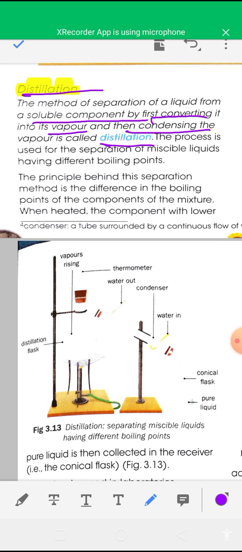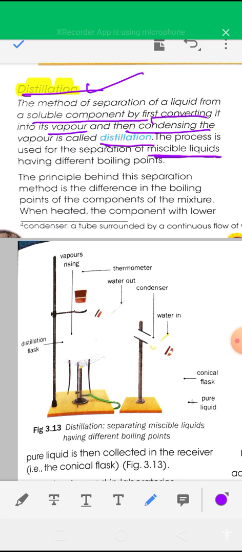The method of separation of a liquid from a soluble component by first converting the liquid into its vapor and then condensing the vapor into its liquid state is known as distillation. This method is used for the separation of miscible liquids. So miscible liquids can be separated using distillation, and immiscible liquids can be separated using a separating funnel.